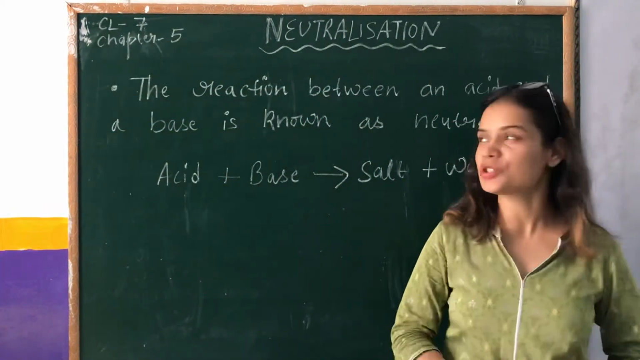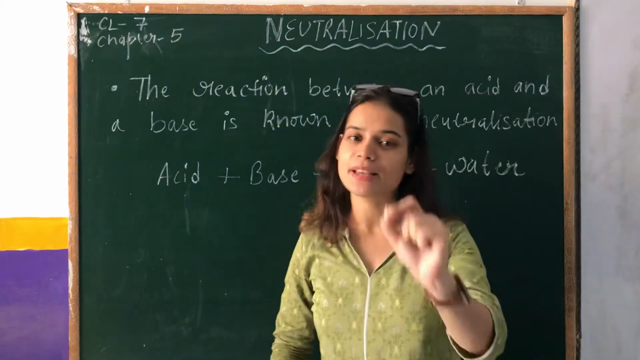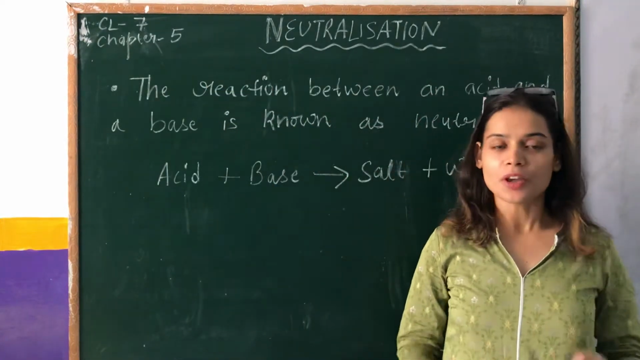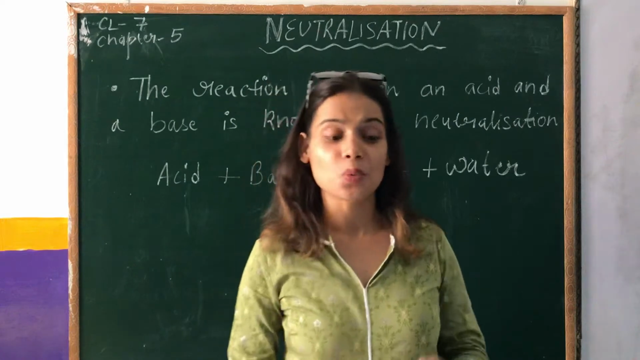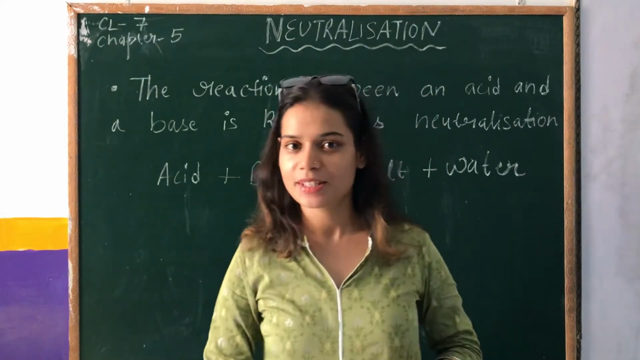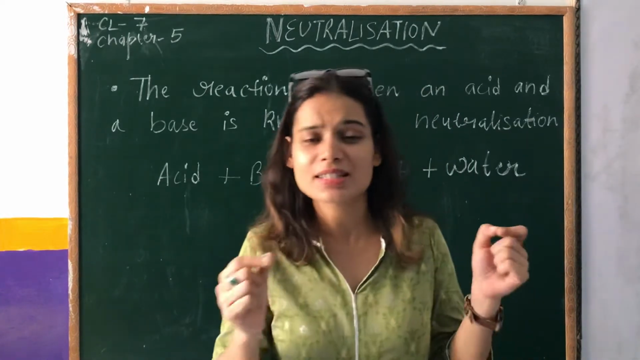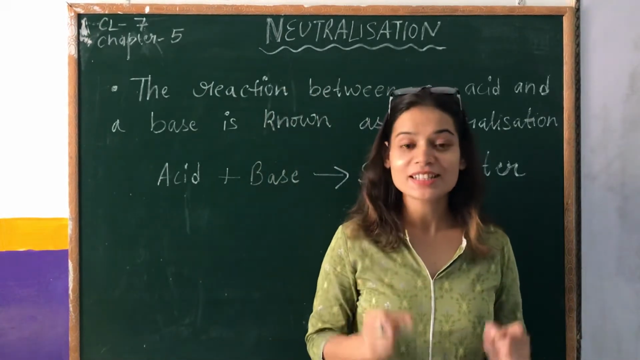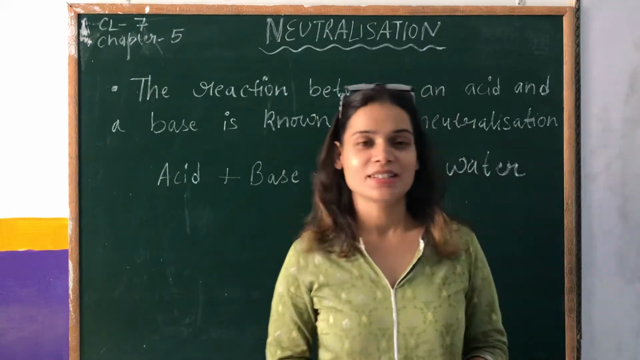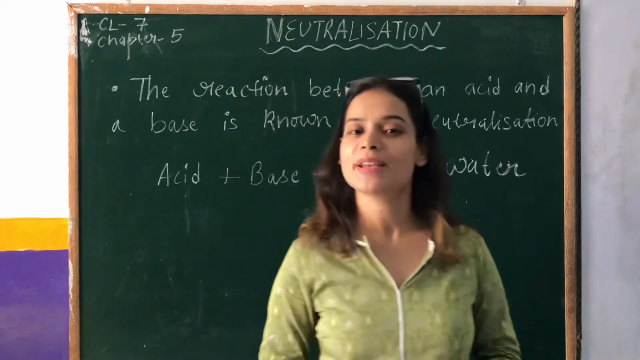As you all know children, we are doing chapter 5, acids, bases and salts. In this chapter I already discussed what acids are and what bases are. I told you that acids are those substances which taste sour, whereas bitter substances are what we call bases.